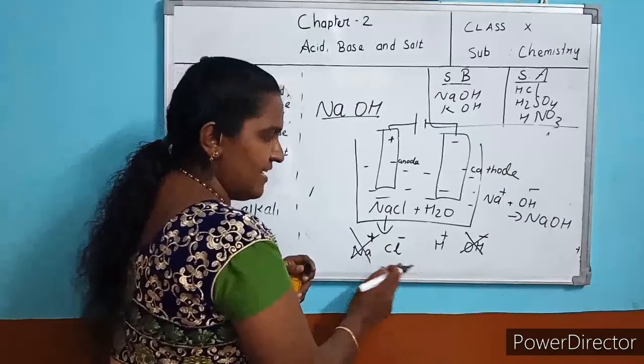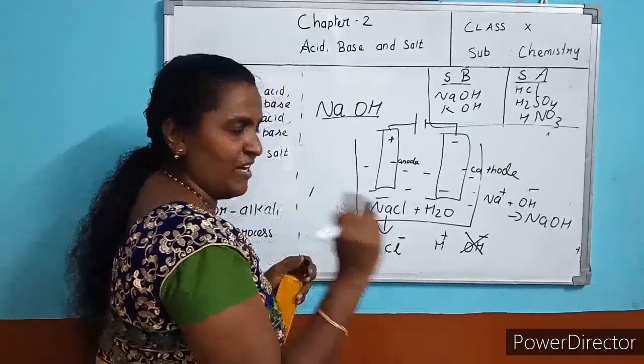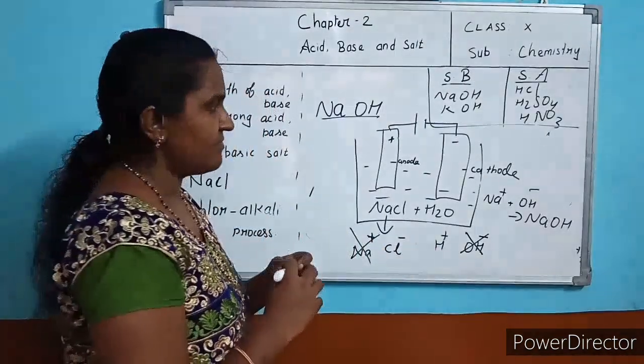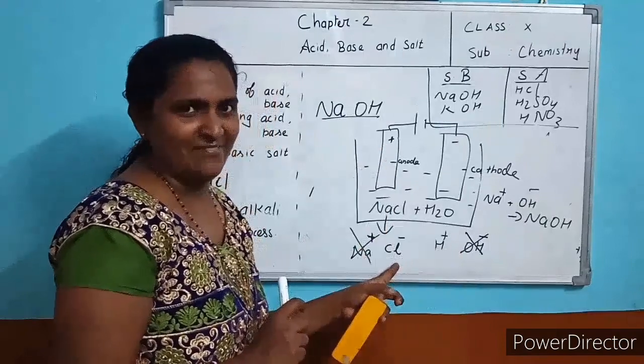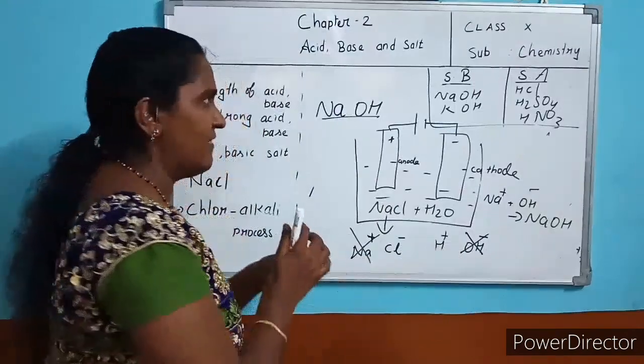Getting? And the rest, you have two types of ions: hydrogen and chloride ions. To the plus rod, who will migrate? Minus ion. To the plus rod, who will migrate? Minus ion. I will write here.